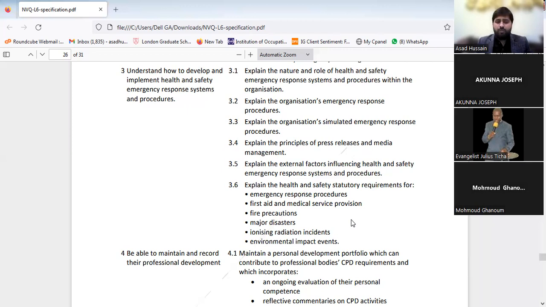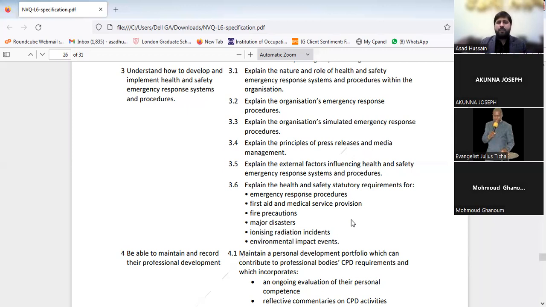So what you have to do in this learning outcome of Unit 8 is that you don't have to provide any evidence, but you have to explain all these things in your own words. What are your thoughts on these things? You have to explain it here. It will show your understanding and how you have understood the development and implementation of health and safety emergency response systems and procedures.